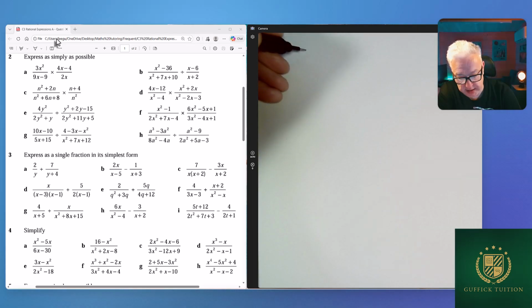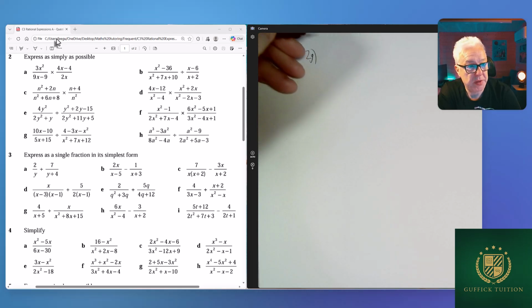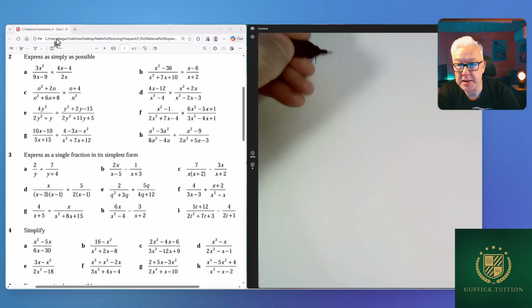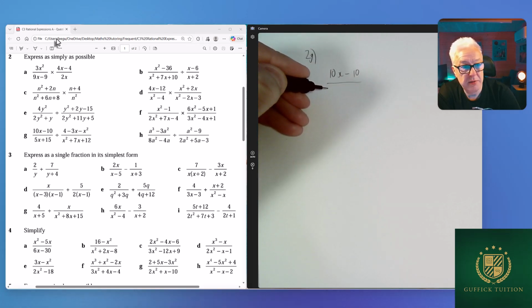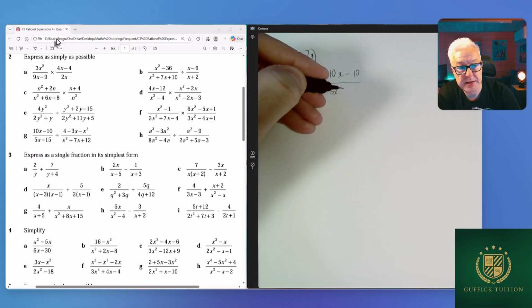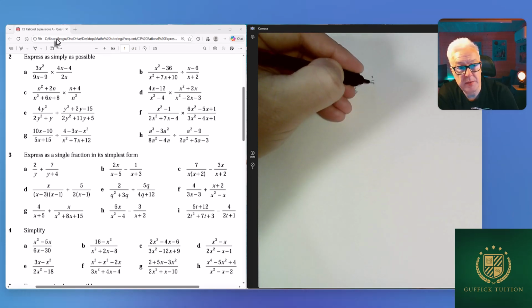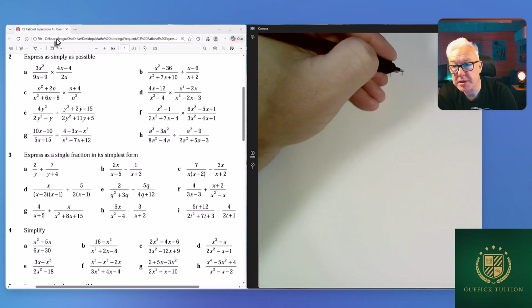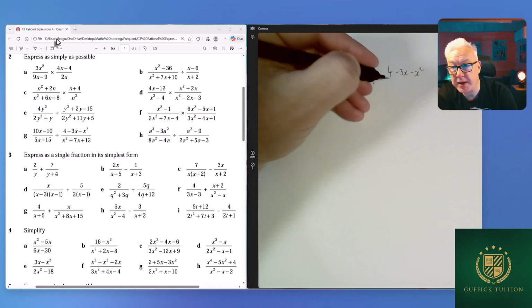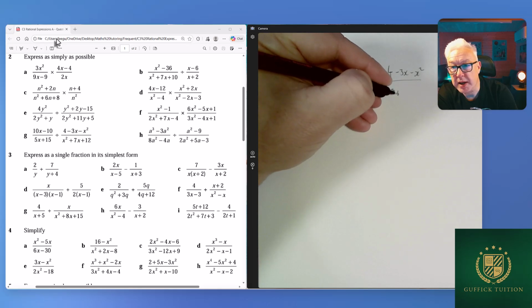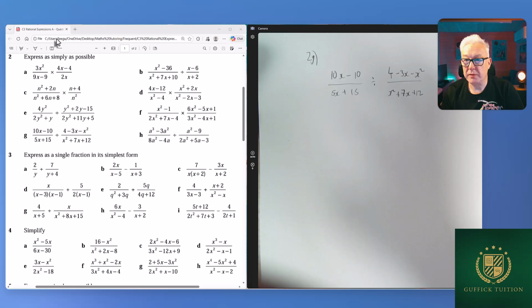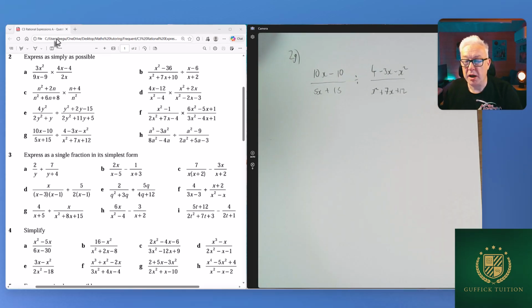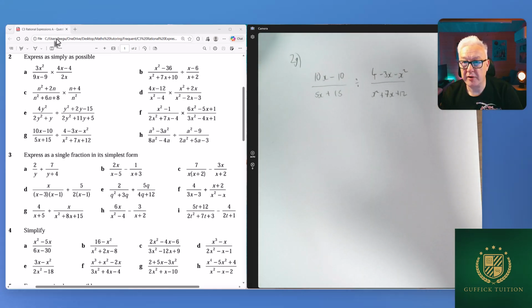So let's look at, say for example, I'm just going to pick 2g. So 2g says we've got to express as simply as possible. So we've got here 10x minus 10 over 5x add 15, and that is going to be divided by 4 minus 3x minus x squared, all divided by x squared add 7x add 12. Okay. Right, so first of all, I think what we need to do is try and factorise everything as much as we possibly can in the numerator and the denominator of both sides.